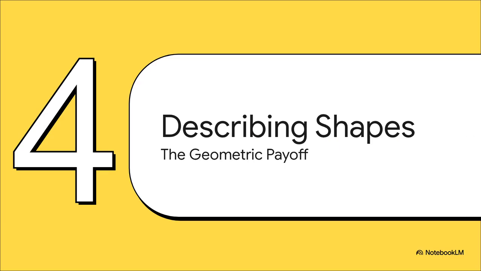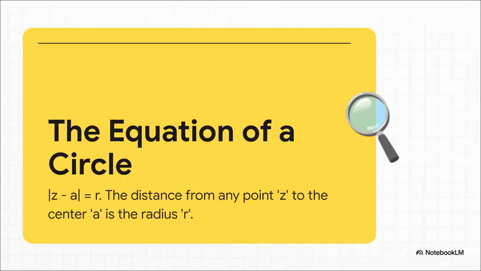So, what's the point of all this? Where's the big payoff? Well, this is where it gets really beautiful. We can now use this new language to describe geometric shapes with an elegance that's just stunning. Remember the old equation for a circle from high school? x squared plus y squared equals r squared, all that stuff. Well, in the complex plane, it's just this.